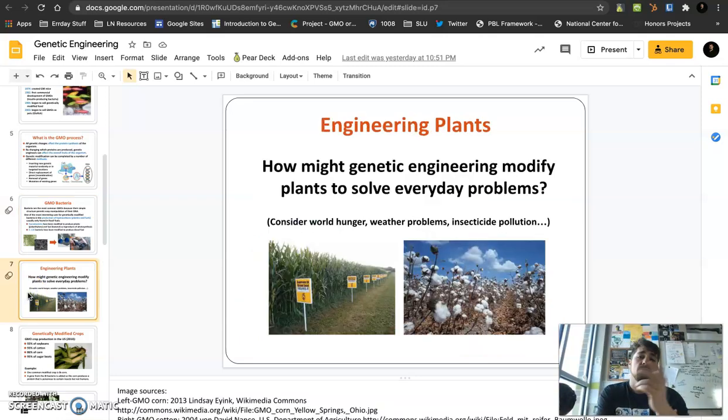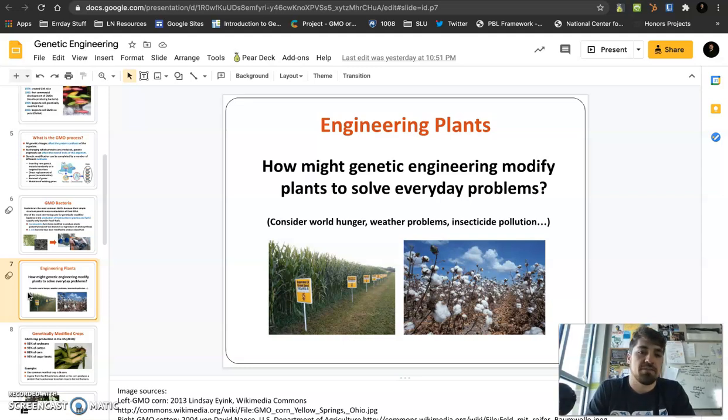Another way that we see GMOs is plants. So consider this when we talk about plants and how we can genetically engineer them. What problems can they solve? What problems do we have in the world that can be solved by modifying the way that these plants work? So as you'll see here, it says consider world hunger. Can we feed people better? Can we grow produce in a desert with minimal water? Can we produce a crop that if we genetically modify it, it can grow in the harshest of places? That would change the way that we provide food throughout the world.